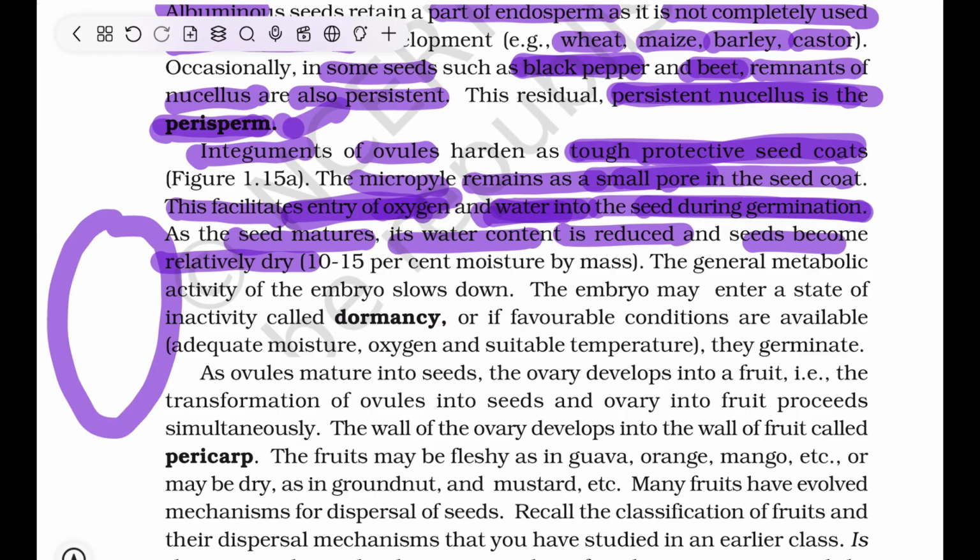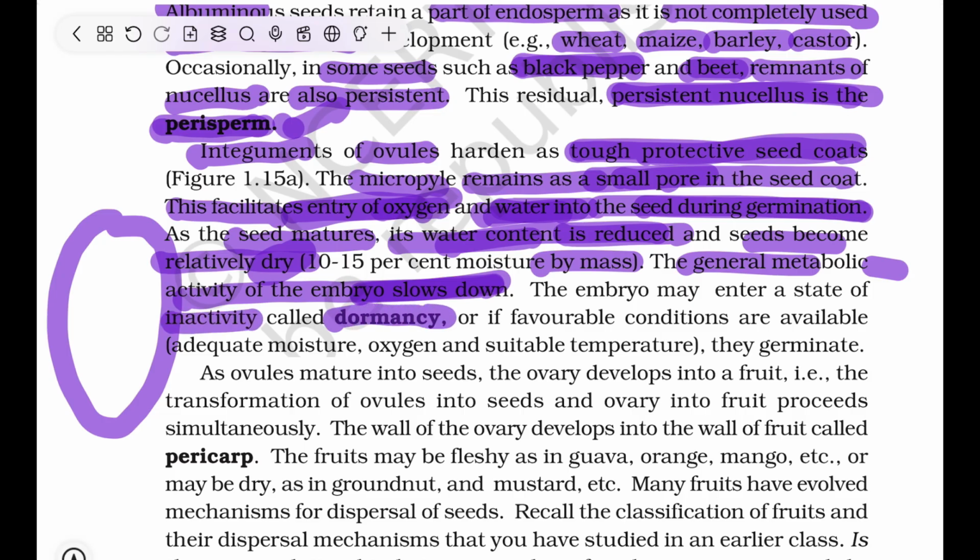जब seed mature होगा, then water content will decrease and it becomes relatively dry. Okay, the general metabolic activity of the embryo slows down. Definitely, because it has become mature, right? Its metabolic activity will now start slowing down. It starts decreasing. The embryo may enter a state of inactivity.